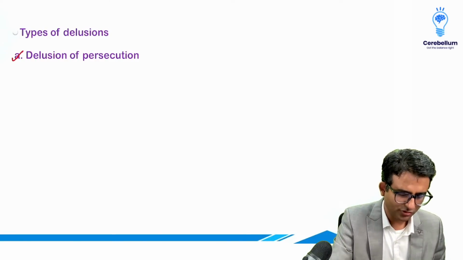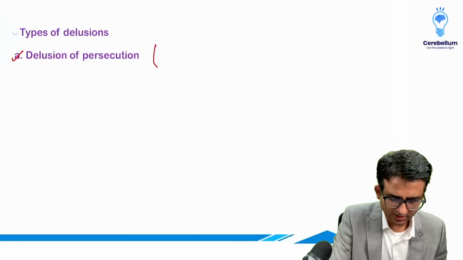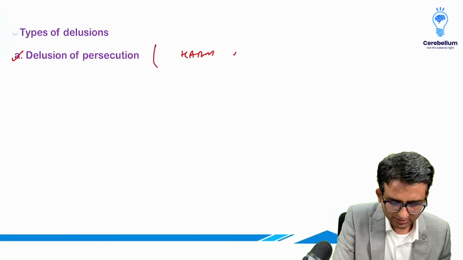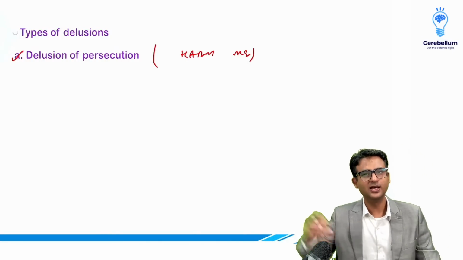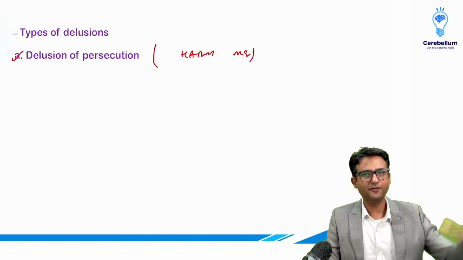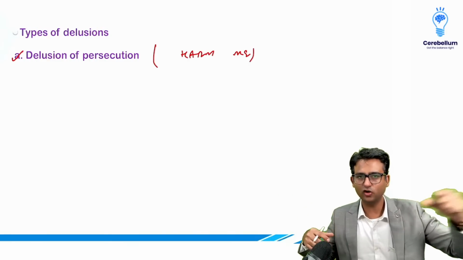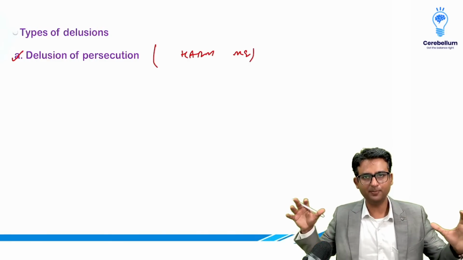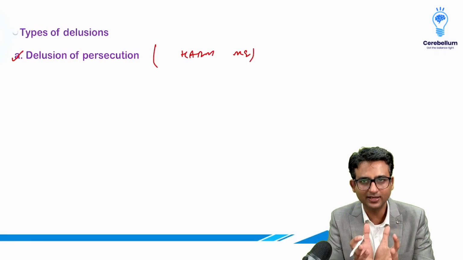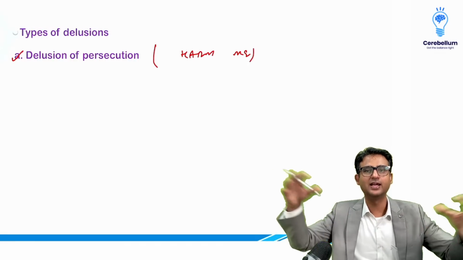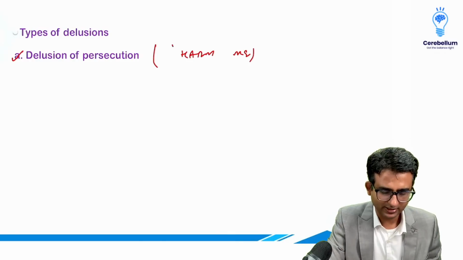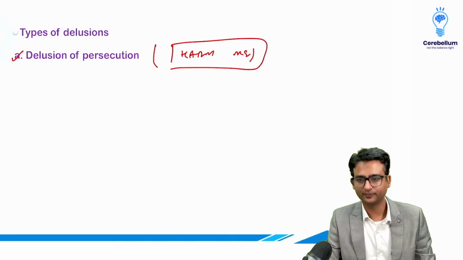The first is delusion of persecution. Persecution matlab somebody is trying to harm me. Patient may come and say, my neighbors want to kill me. My family members want to take away my property. The police is following me. The CBI is following me. There may be multiple examples, but basic theme क्या है? कि लोग मुझे harm कर रहे हैं. People are trying to harm me. This is delusion of persecution.